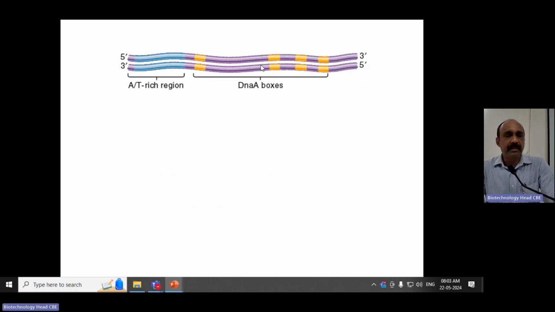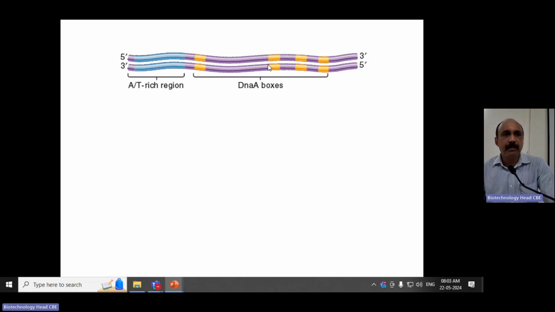In this origin region, you have the AT-rich region, which will be recognized by other replication proteins, and the DnaA boxes, separated throughout the length of the DNA. You understand until here, right? Later on we will be seeing many of those proteins. You might not need to remember all the proteins, but this is the type of replication initiation in almost all organisms.